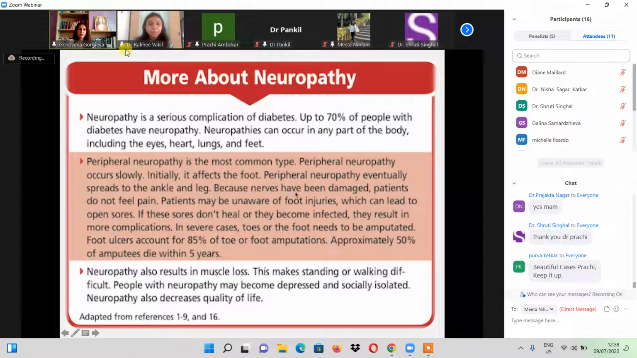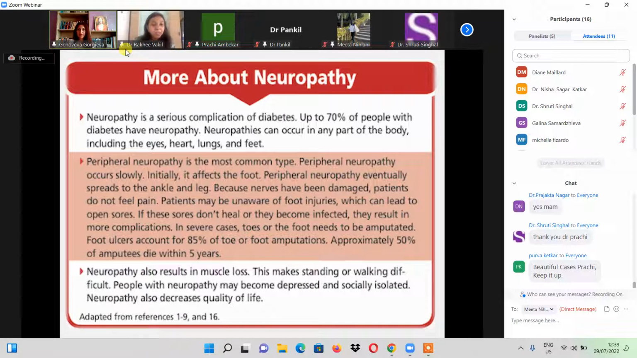Because the nerves have been damaged, patients don't feel pain. Patients may be unaware of foot injuries, which can lead to open sores, and these sores do not heal and they become infected. And as a result, they get into more complications and they are likely to get amputated. And if not taken care of, the gangrene proceeds further and further.